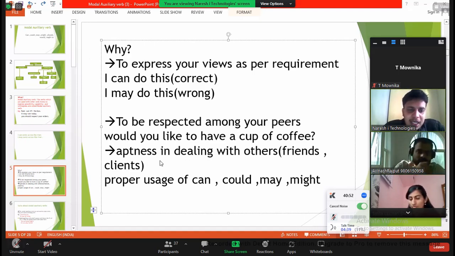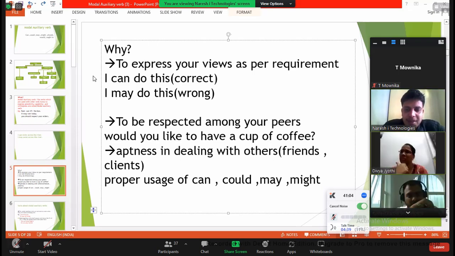And next, the last reason why we need to learn is aptness in dealing with friends, like when to use can, when to use could. Aptness in the sense of exactness. So in order to understand these things, we are going to learn the modal auxiliary verbs.